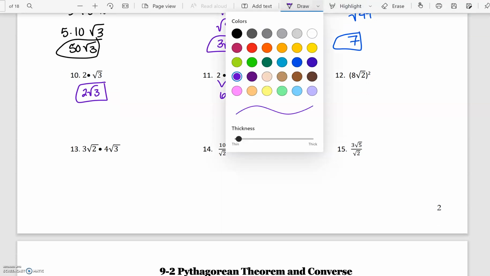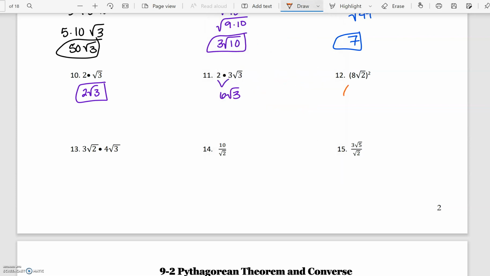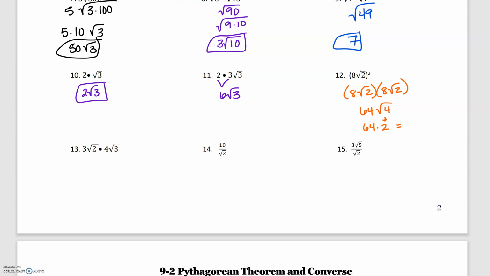When something is squared, it means we have 2 of them. So I have 8 square root 2 times 8 square root 2. And so the 8s get to multiply, and the square root of 2 times the square root of 2 is square root of 4, which is a perfect square. So that becomes 2, and then we take 64 times 2, and that is going to get us 128.